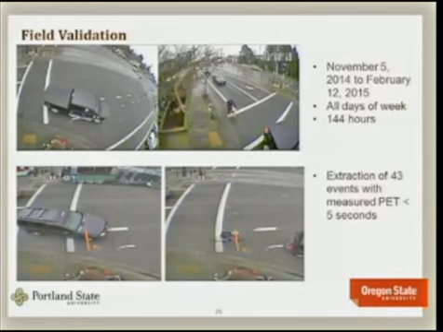And what we did is for all of the right turning bicycle-car interactions, we marked the same point in the middle of the bicycle path and then measured when the car went over the path and then when the bicycle went over the path. We called that the post-encroachment time. And we extracted 43 events where the post-encroachment time was less than 5 seconds.